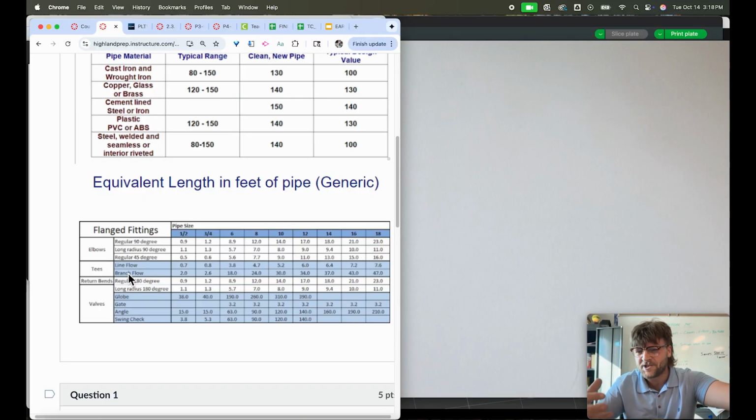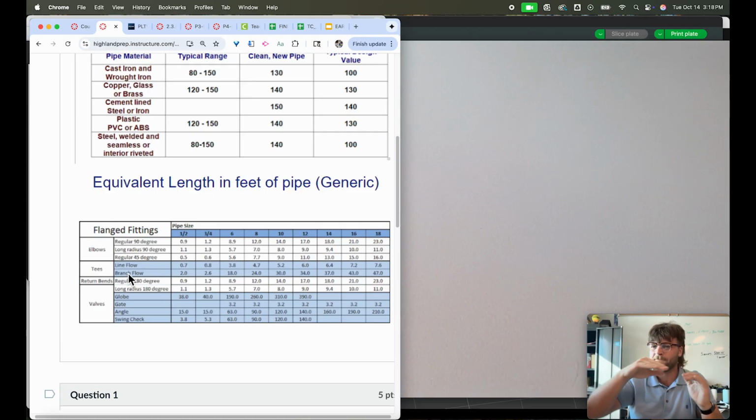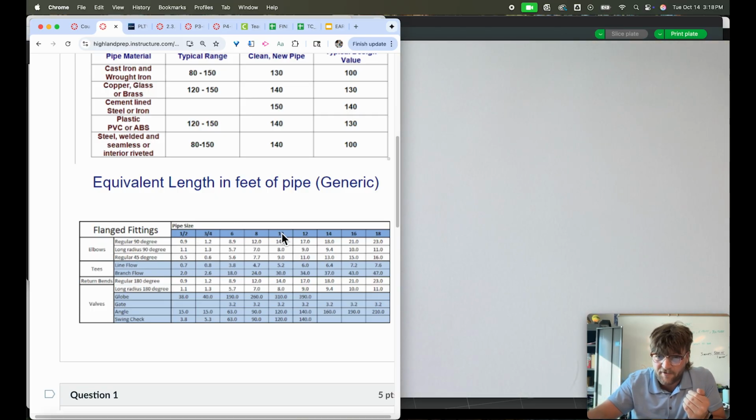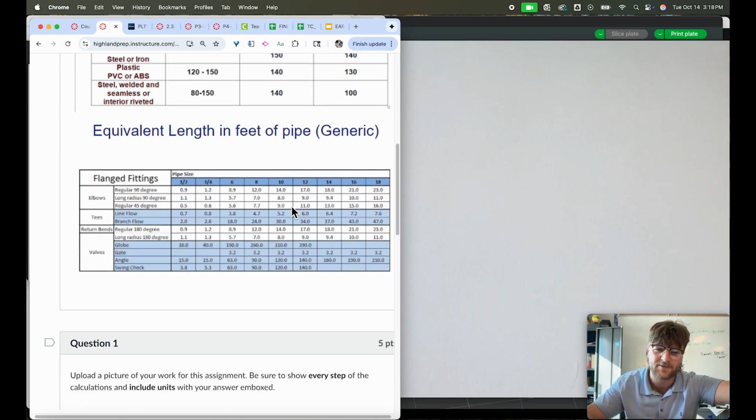Now, what scientists and engineers ended up doing is finding out the amount of energy that is lost from water going through a fitting, and what is the equivalent length of straight pipe where we would lose the same amount of energy, right? So they found for a 10-inch diameter pipe, if you go through one regular 90-degree elbow, the amount of energy that is lost is equivalent to the amount of energy that is lost if water is traveling through the same diameter pipe and it's just straight for 14 feet. Okay, so that's what the equivalent length is. So we're going to be using this table as well.